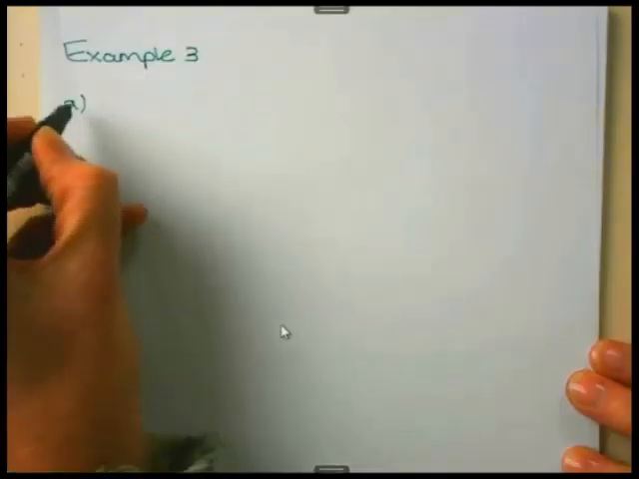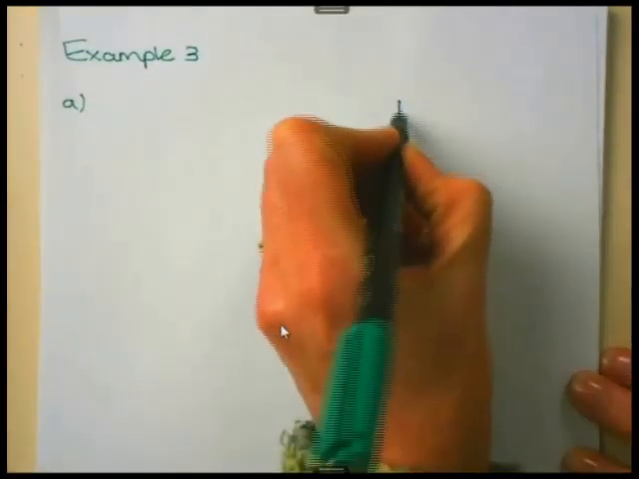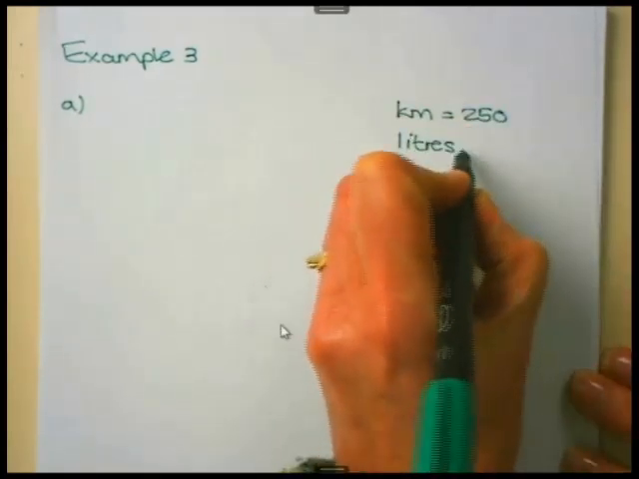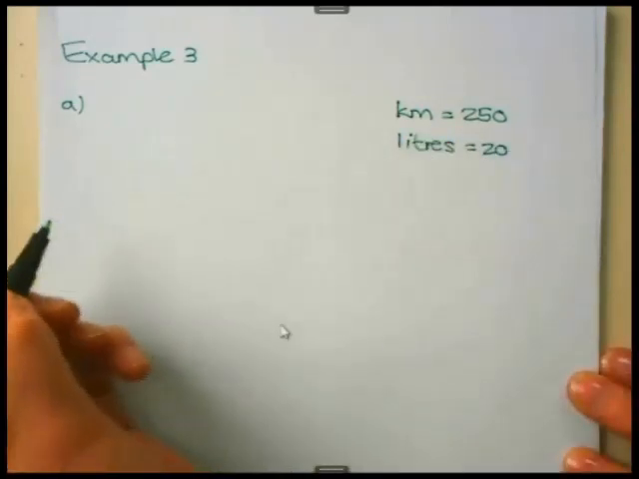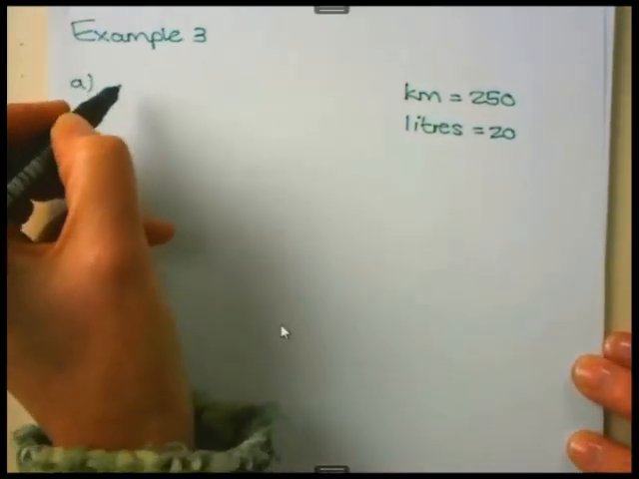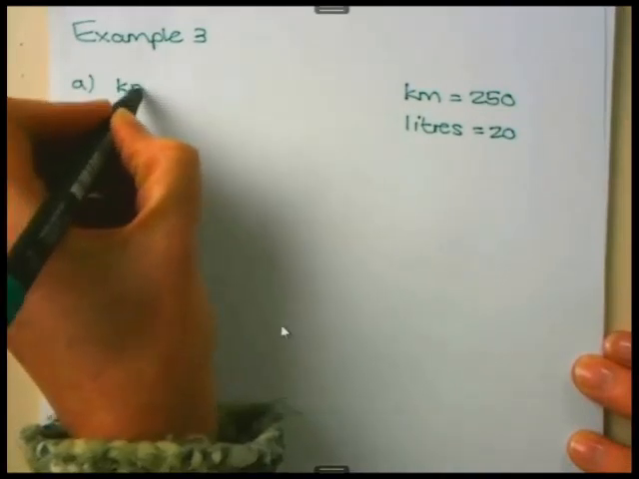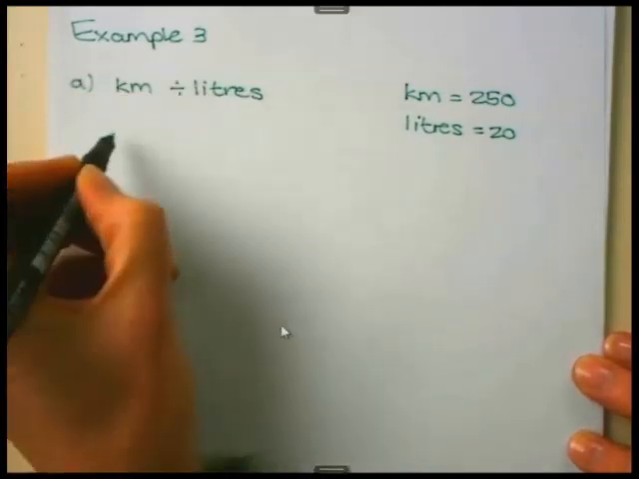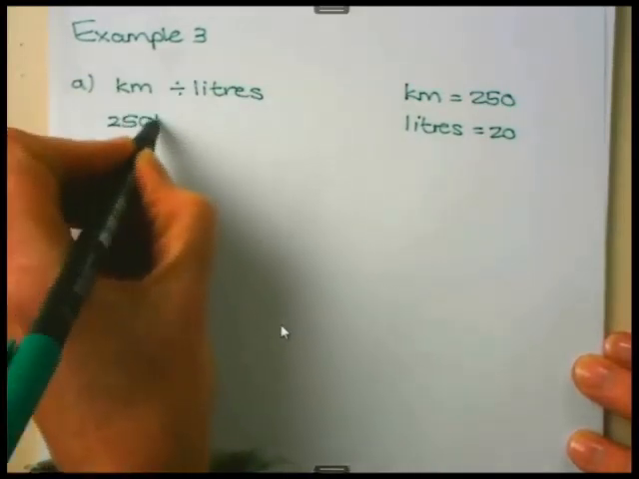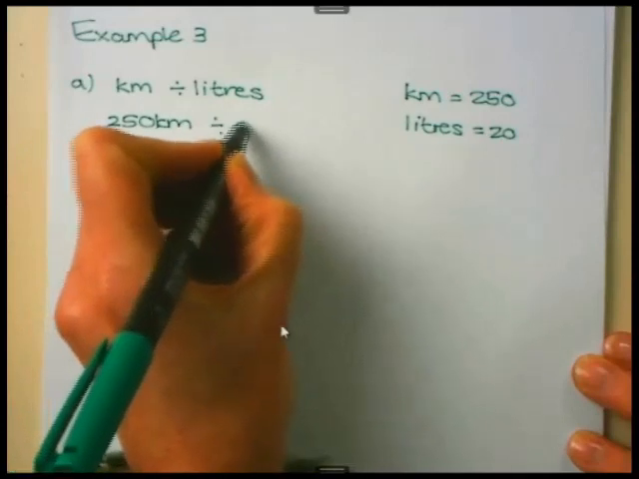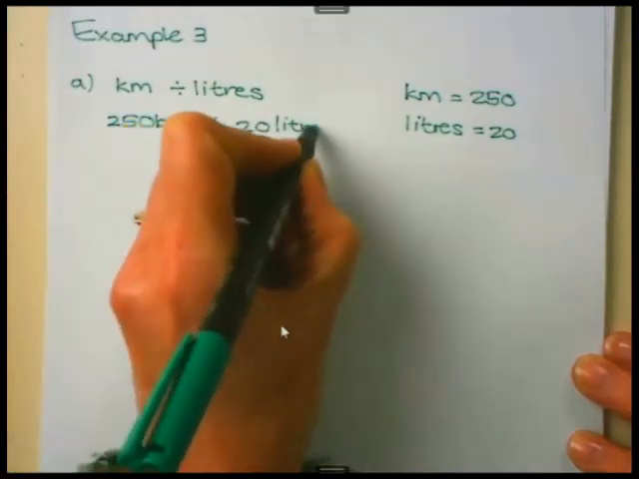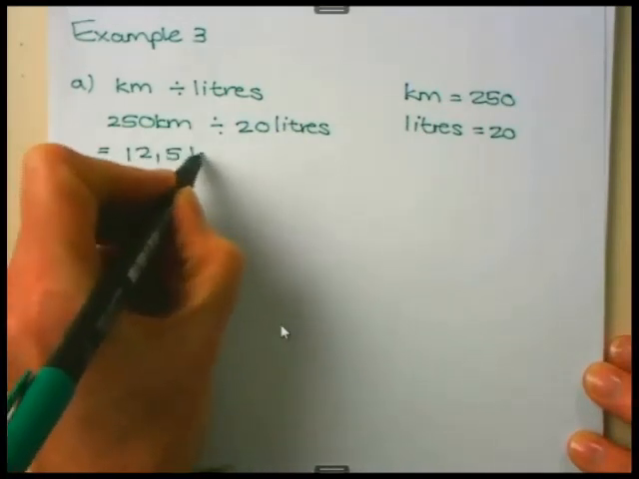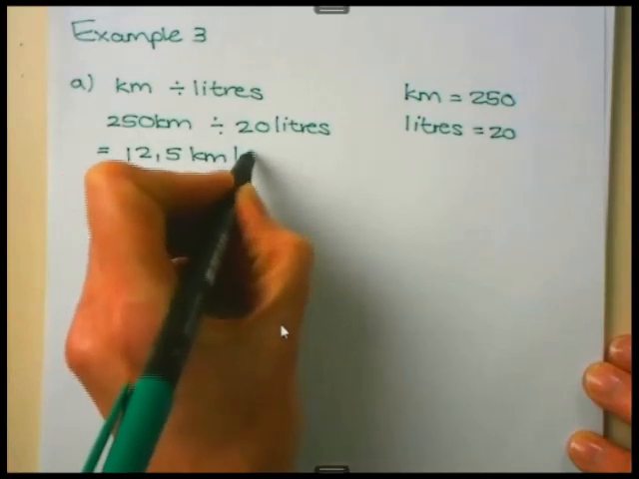Let's do this sum. The kilometers, it's 250, and the liters, 20 liters. It said kilometers per liter. So we're going to say kilometers divided by the liters. 250 kilometers divided by 20 liters, and we get an answer of 12,5 kilometers per liter.